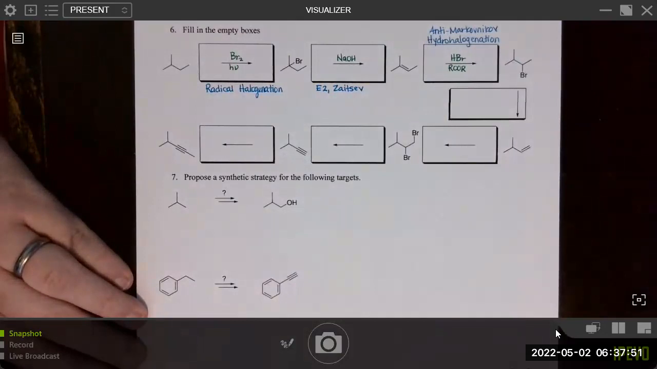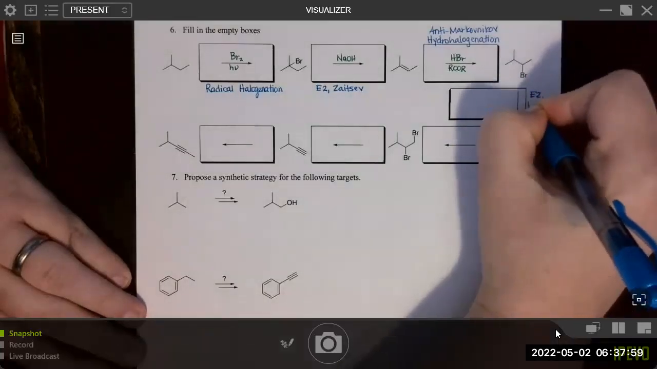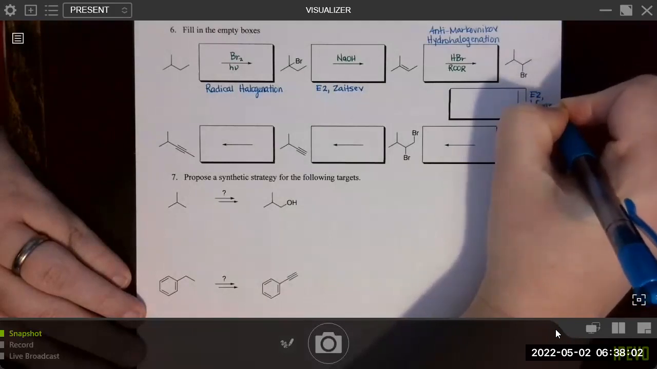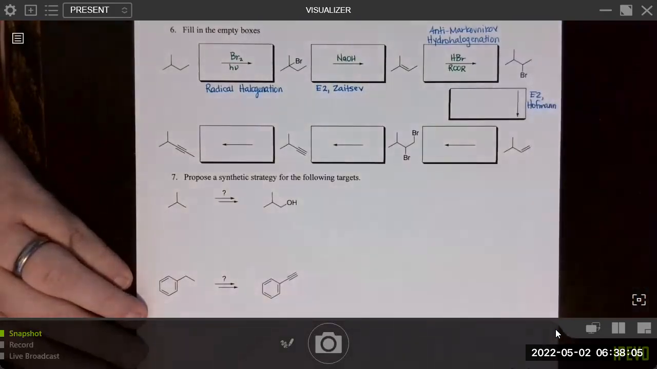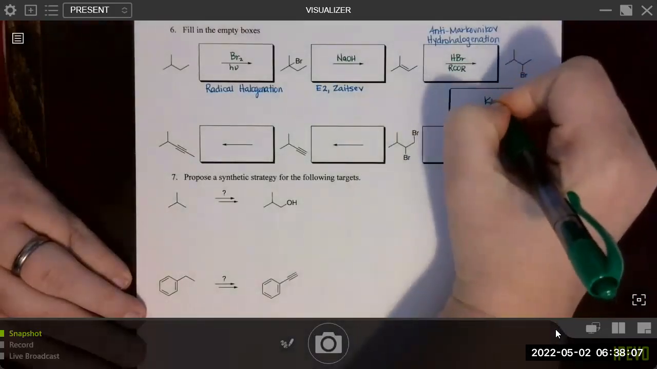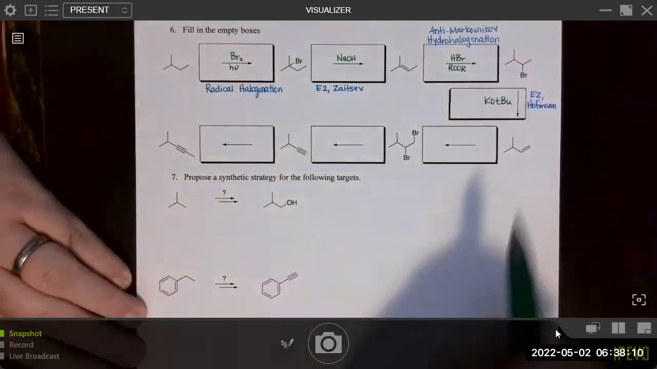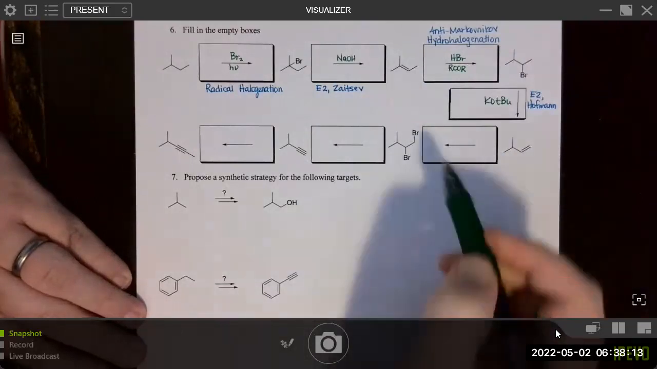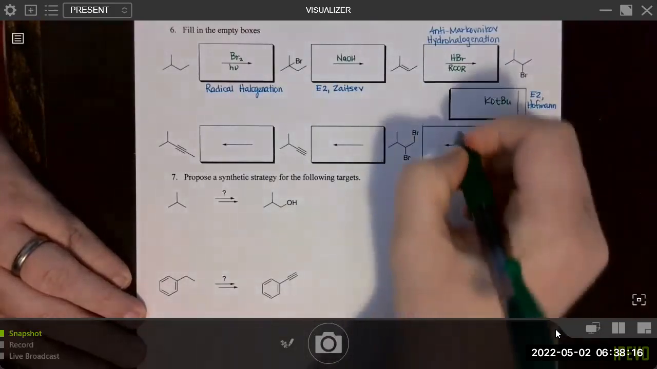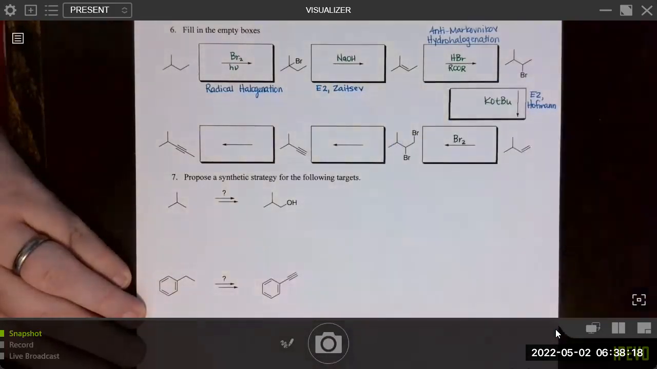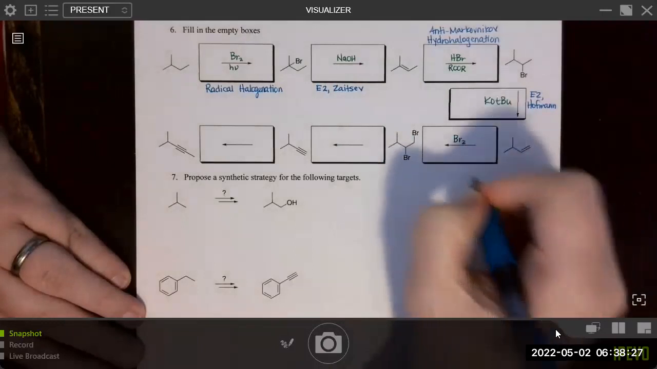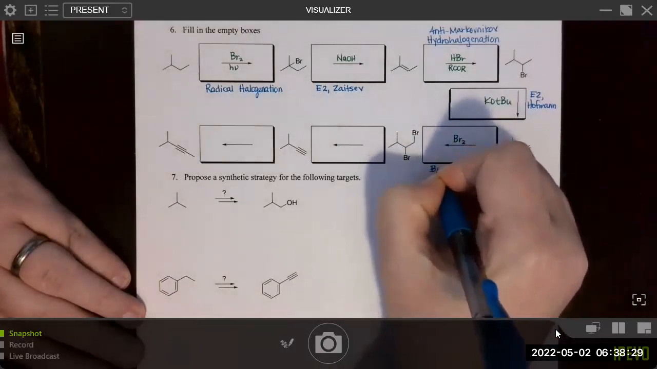And then we want to do another elimination, but in this case, we want it to be Hofmann. Right? So E2 Hofmann. Now we want to do an addition reaction where we add 2 bromines across the double bond. So that's just going to utilize Br2, right? And that is an alkene addition reaction, right? We call that halogenation or bromination.